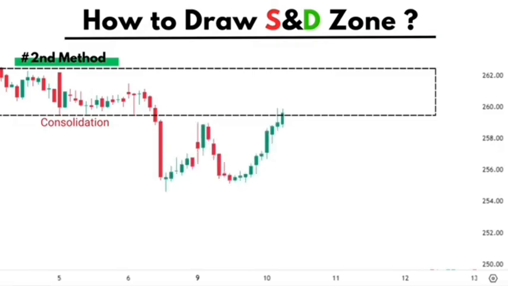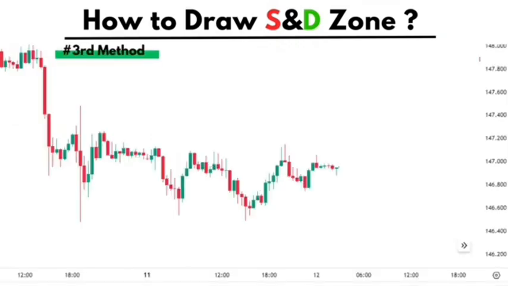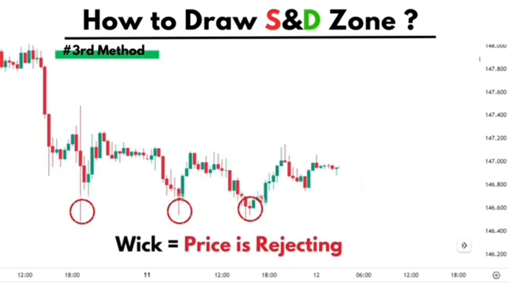Method 3. The rejection wick method. The third method is based on multiple long rejection wicks. Look for areas where several candles have long wicks. These wicks tell us that price was repeatedly rejected from that level, indicating strong buying or selling interest.